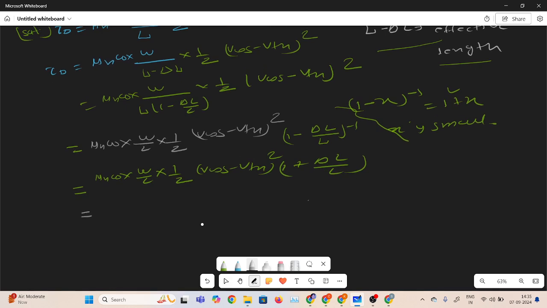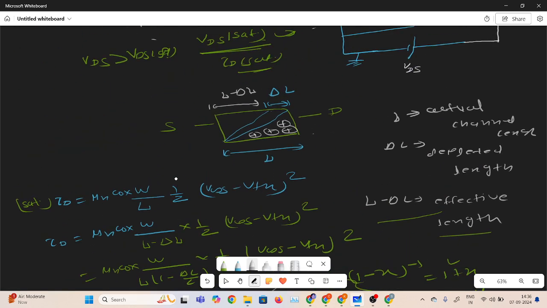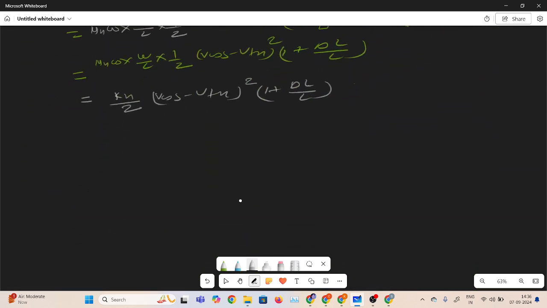So finally, due to the channel length modulation, I am writing kn by 2 into (VGS minus VTH) whole square, and 1 plus delta L by L. But I will modify this, because delta L depends upon the VDS value. As VDS increases, delta L will increase. So delta L will be directly a function of VDS minus VDS sat.